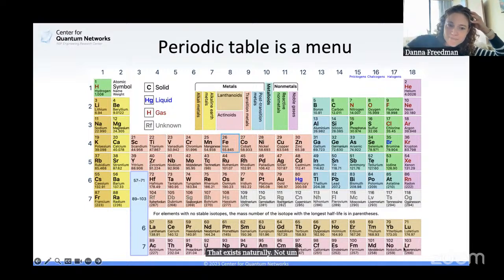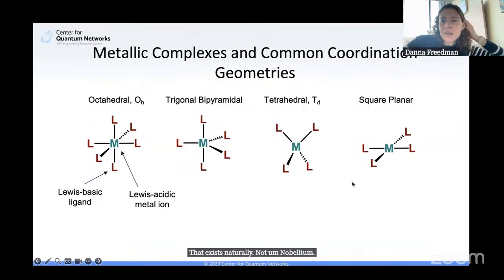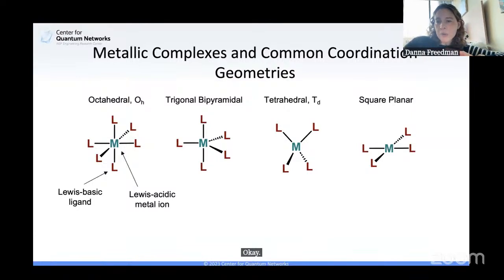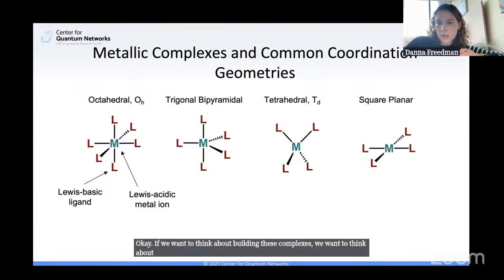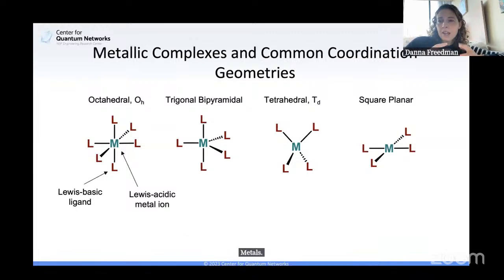Okay, so if we want to think about building these complexes, we want to think about what will work. So metals, when they bond to things, tend to fall into a number of different geometries.